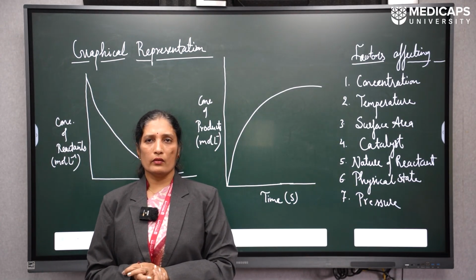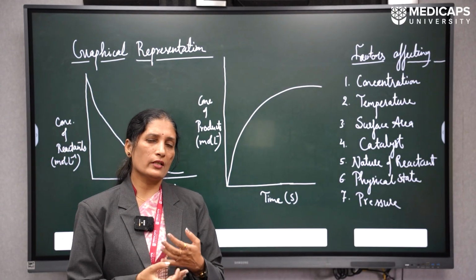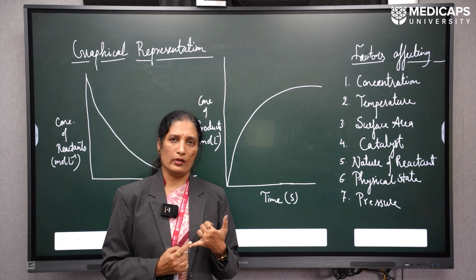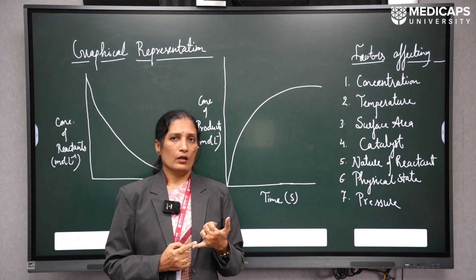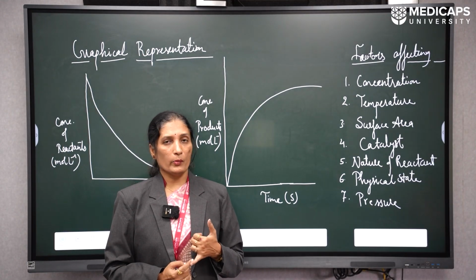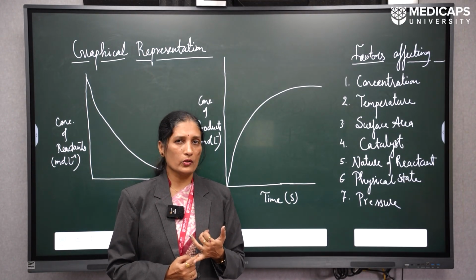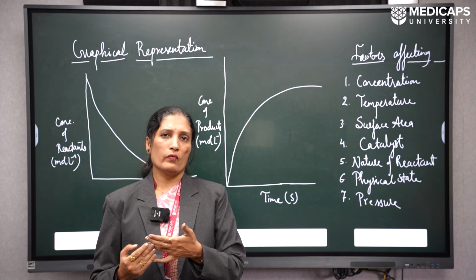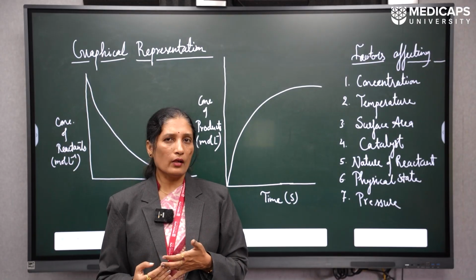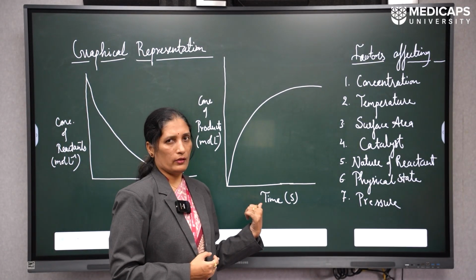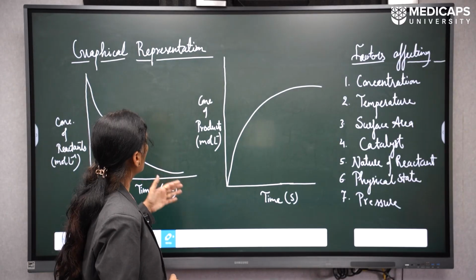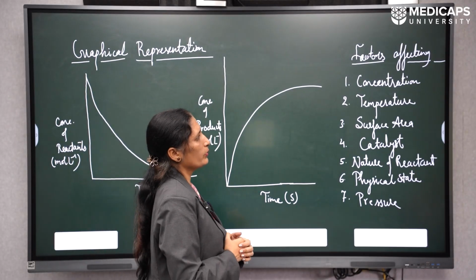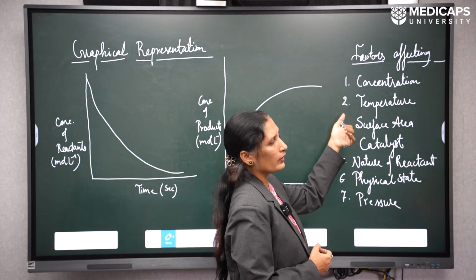So, today we discussed the rate of reaction. Let me summarize what we discussed today. We discussed what the rate of reaction is, then the types of the rate of reaction, then the unit of the rate of reaction with some examples. It is expressed as the change in concentration of reactant or product with respect to time, and the unit is mole per liter per unit time. Then we discussed the graphical representation of the rate of reaction, and finally we discussed the factors affecting the rate of reaction.